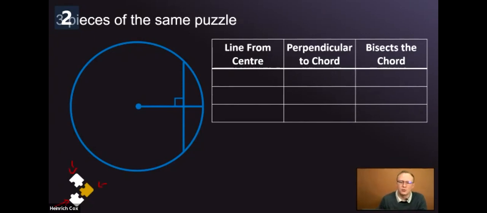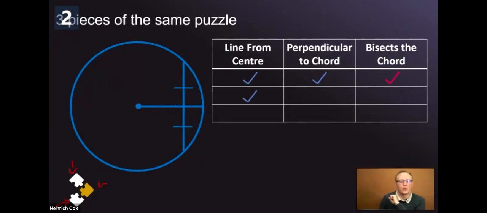And basically, those pieces are a line from the center, something that's being perpendicular to the chord, so that particular line, and the bisection, the cutting in half of that chord. Right. So if you have a line from the center and it is perpendicular to the chord, as it is indicated in that diagram, you know that it bisects the chord, right?